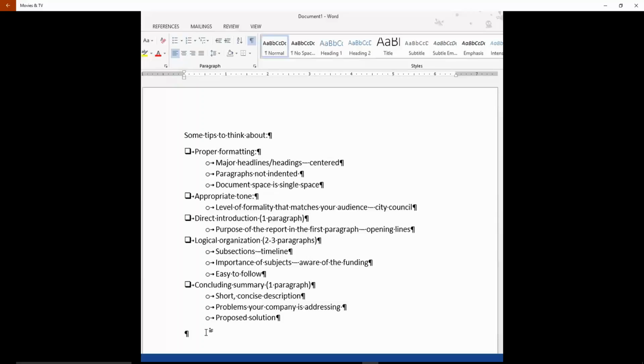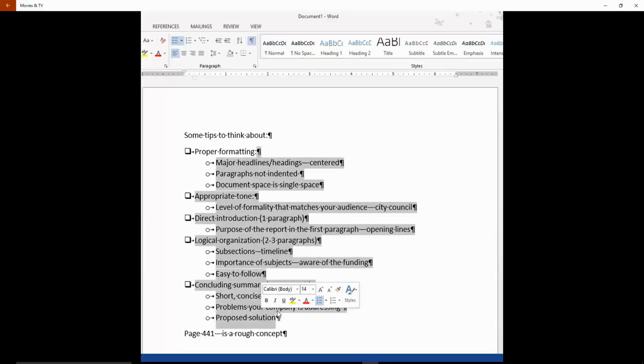And like I said, this is not something you have to follow, but page 441 will give you a rough concept. Page 441 is a little different. It just lets you see what it would look like with headers, this whole section right here. And this is what I'll be looking for in your answer.